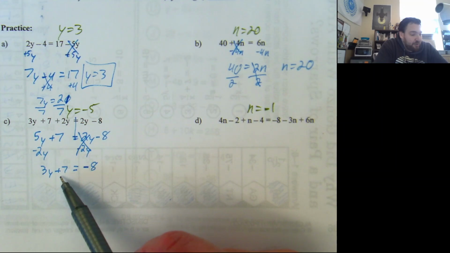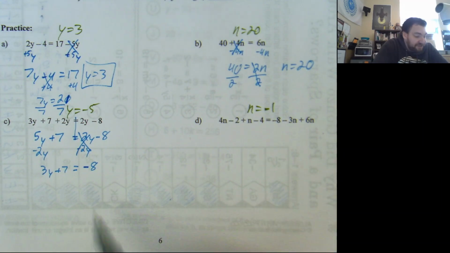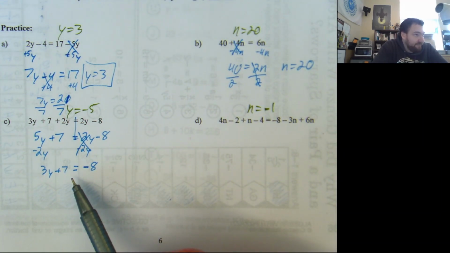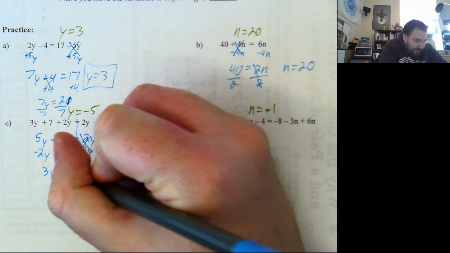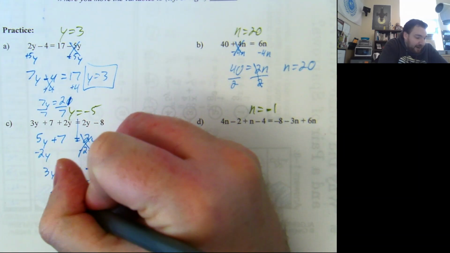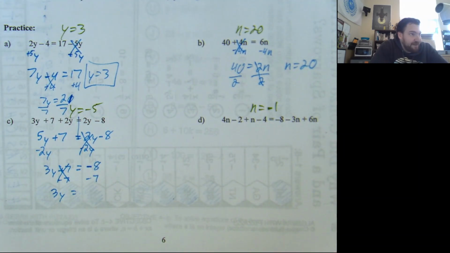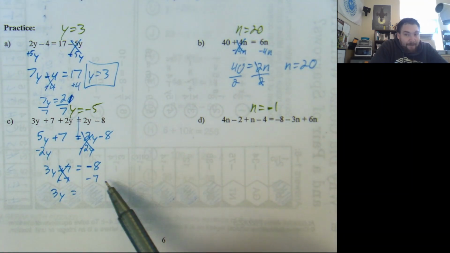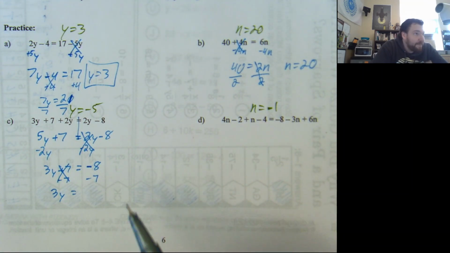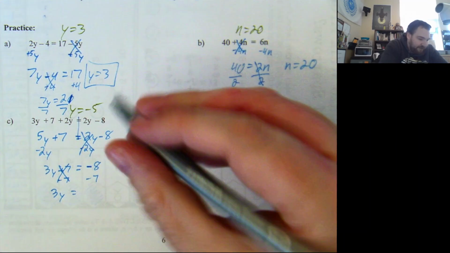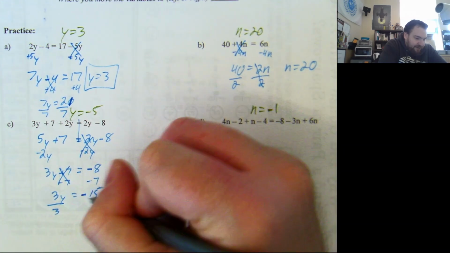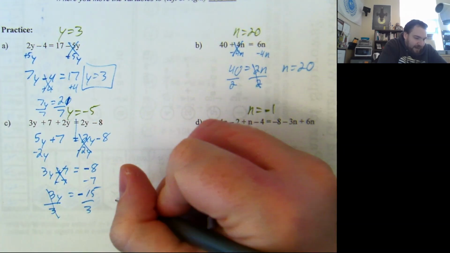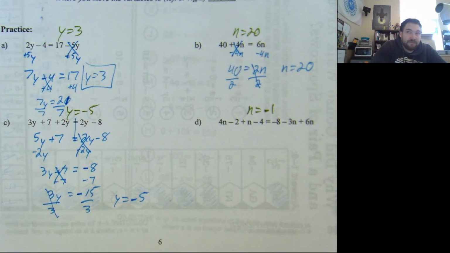I'm going to move the 7 over. How? I'm going to take away 7 on both sides, leaving me with 3y on the left. Some of you are dropping negative signs here. Negative 8 minus 7 is negative 15, not positive 15. Now we're going to divide by 3, y equals negative 5. Love it.